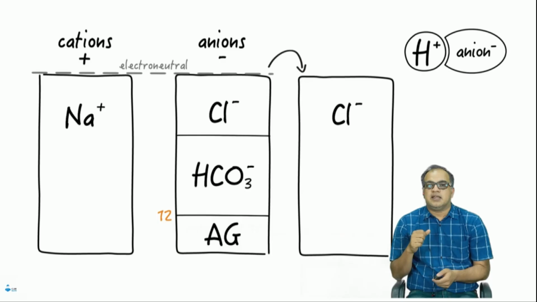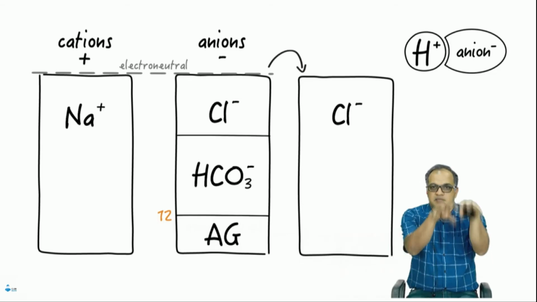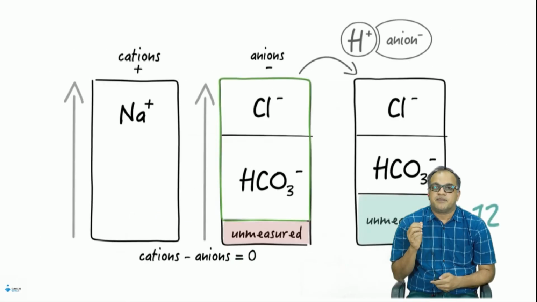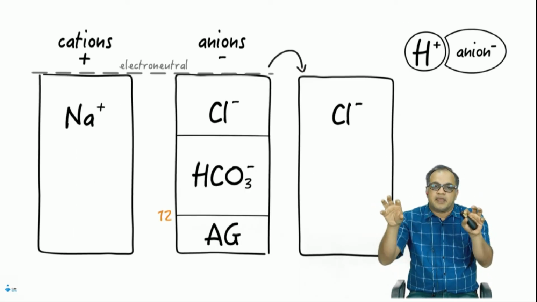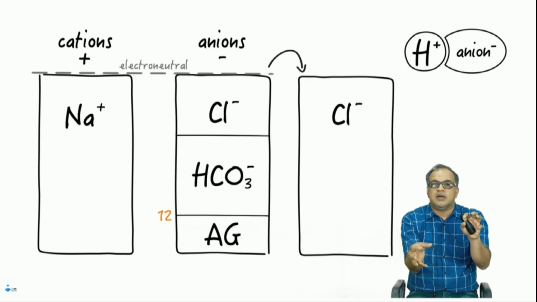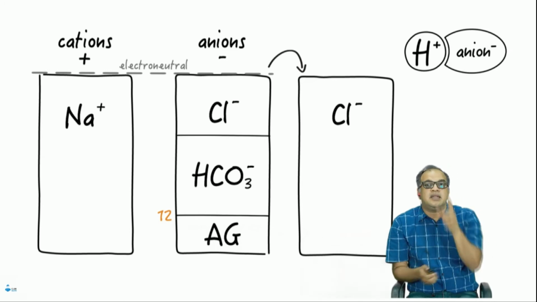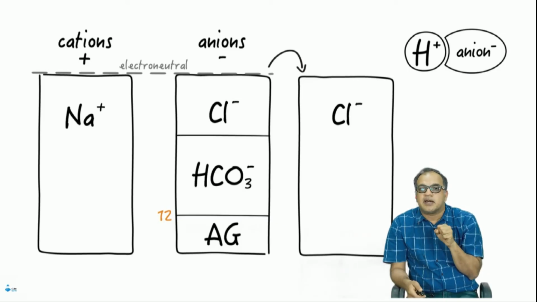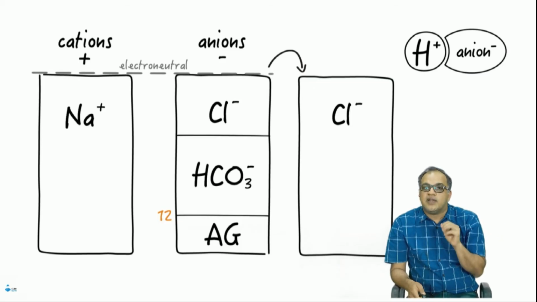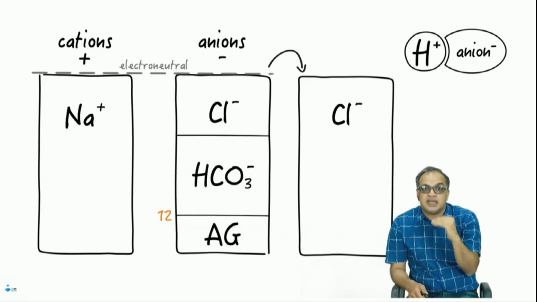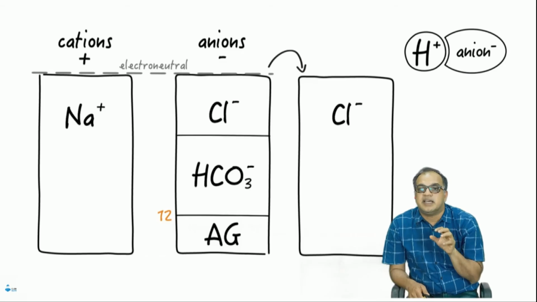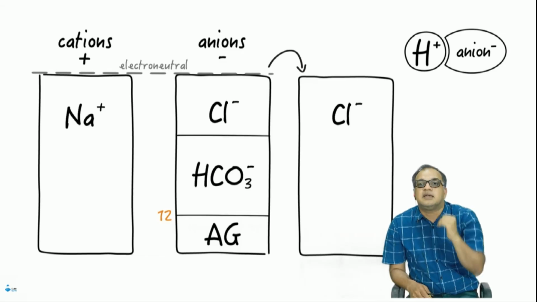What happens? Let's say this H plus anion acid is coming and it is added to this bucket of anions. What will happen? This acid will break into H plus and anion. The anion will go into the anion pool and it will become unmeasured anion, and the H plus will be quickly absorbed by bicarbonate. But the bicarbonates will be exhausted doing this process. So what will happen? The chloride will remain more or less same, the bicarbonate will decrease, and the anion gap is added with the unmeasured anion, that will increase.